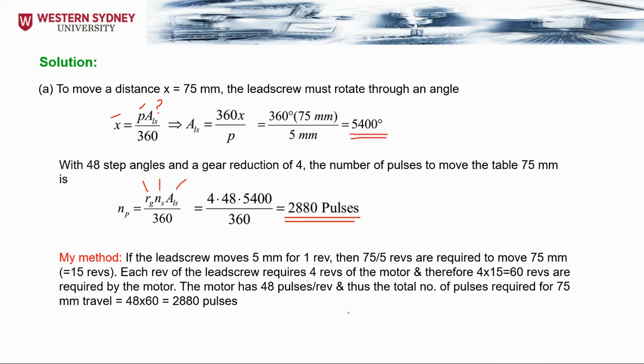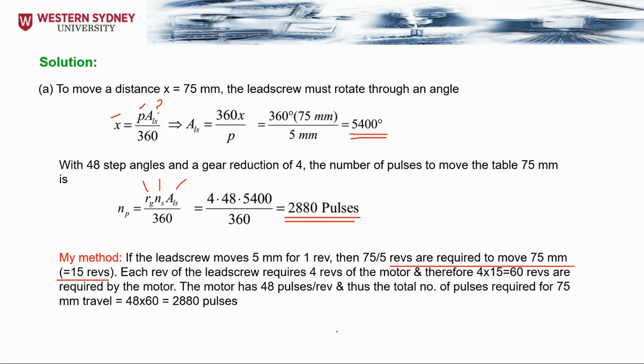Here we can find a simple method to do that, using logic. We're using a lead screw. We're going to move 5 millimeters for every revolution. We need to move 75 millimeters. So we're going to have 75 divided by 5 millimeters, and this will be the number of revolutions required to move 75 millimeters, which is equal to 15 revolutions.